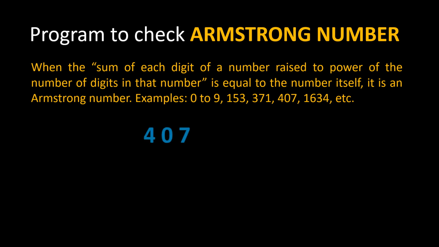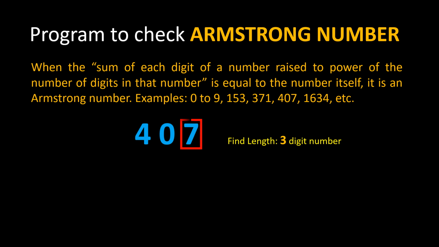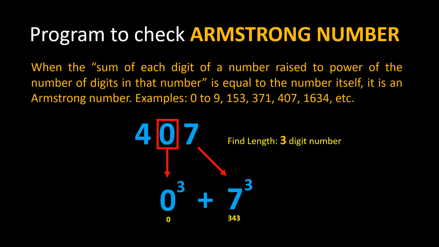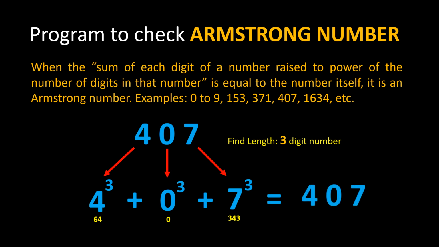Let's consider 407. We first find its total digits. 407 has 3 digits. So after each digit raised to 3 is summed up, if we get 407, then it is an Armstrong number. In our program, we will first extract the last digit 7, and find its power raised to 3. It is 343. We then find the power of the next digit 0, raised to 3. Then add it to the value of 7 cube. We next add the cube of digit 4 to the sum of 0 cube and 7 cube. The final answer is 407. So it's an Armstrong number.